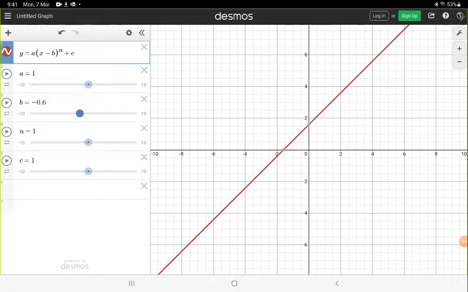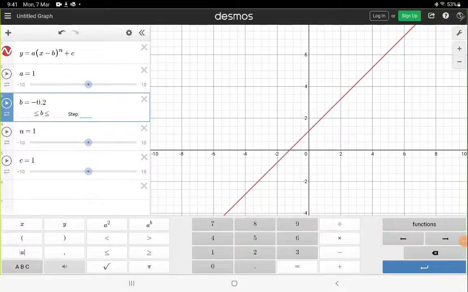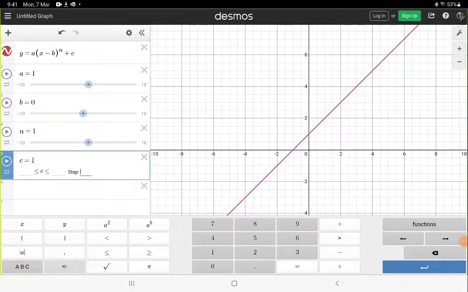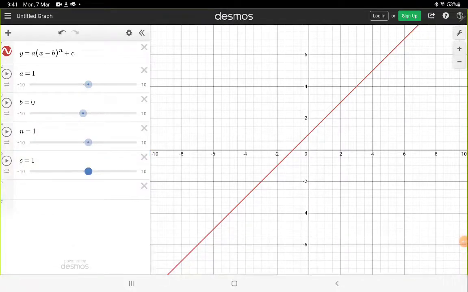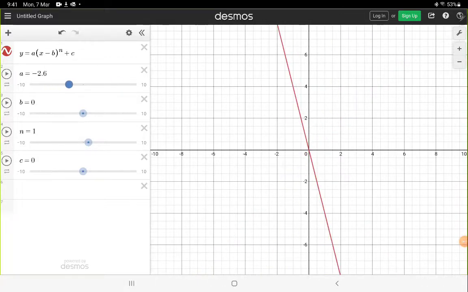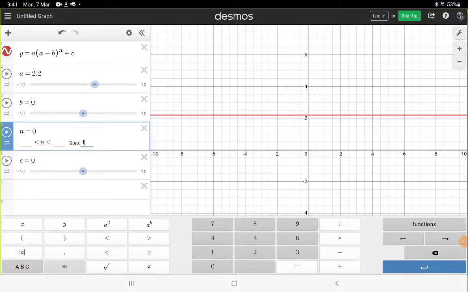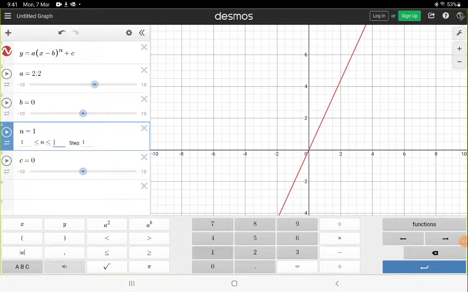So let's set b to 0. Let me change all of these steps so they're a little bit easier to work with. Let's make this 1, and let's make this one also 1. And let's just move them to the origin. Alrighty, and we can see that it plays just like before. Oh, let me change n. We do not want n to be anything other than going up in steps of 1, from 1 up to 10.